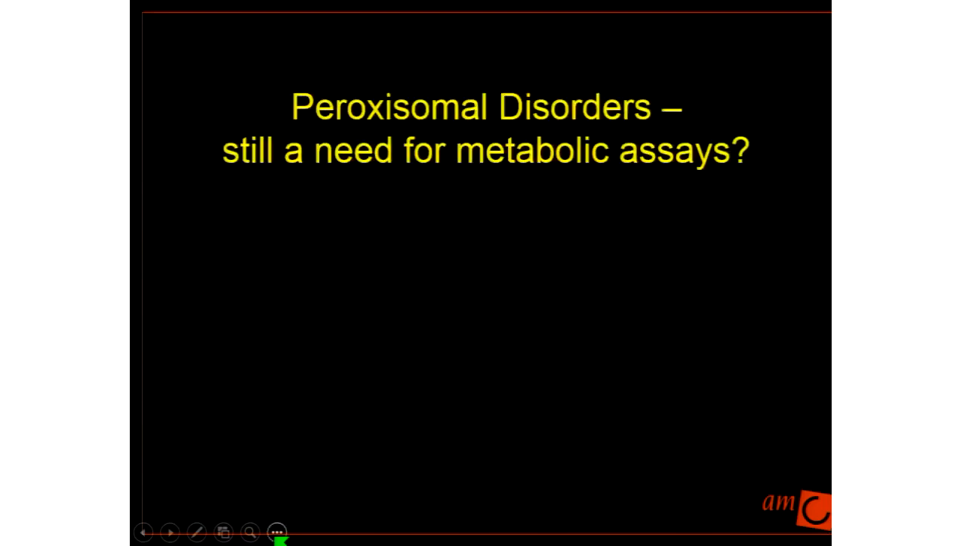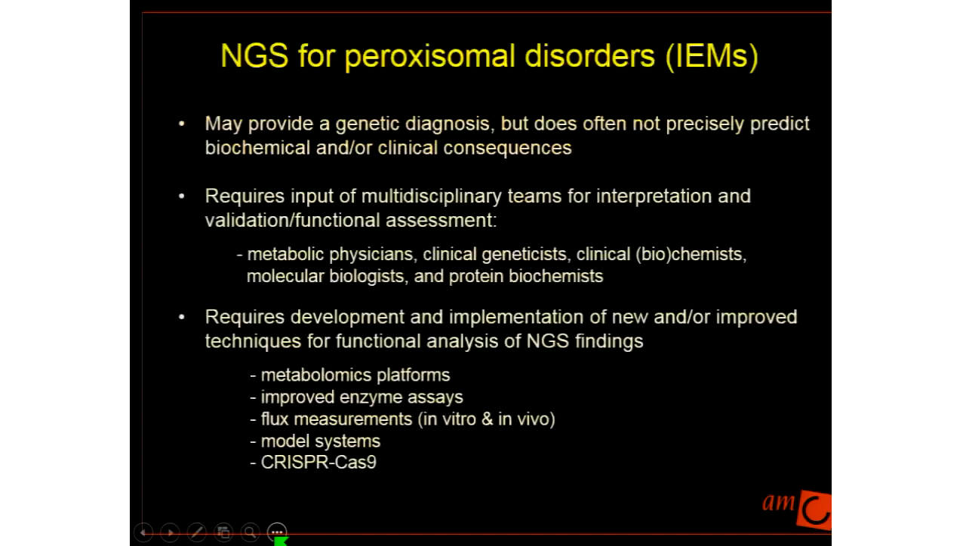Okay, to conclude my talk: peroxisomal disorders, is there still a need for metabolic assays? Well, I think it is. I'm sure it is. I think it's very important. Also because next generation sequencing for peroxisomal disorders, but actually in general for all the inborn errors of metabolism, may provide a genetic diagnosis, but does not often precisely predict the biochemical and/or clinical consequences.